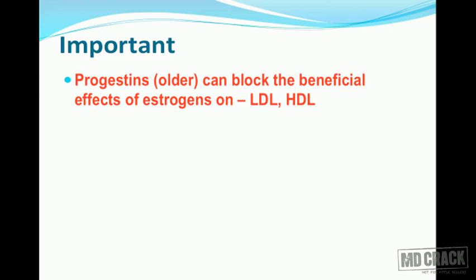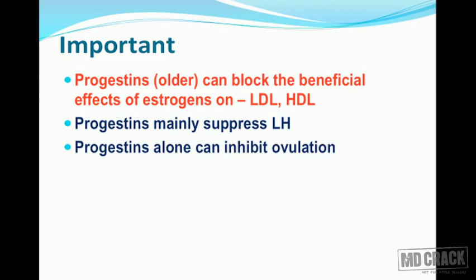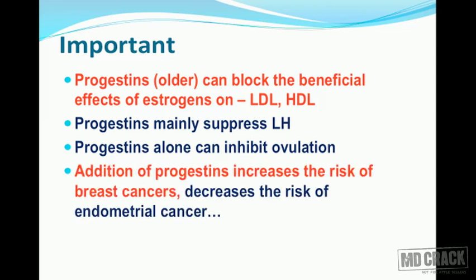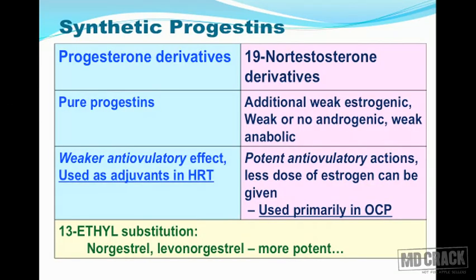It's important that the older progestin can block the beneficial effects of estrogen on LDL and HDL. Just now we saw it. Then the next important thing is progestins mainly suppress the luteinizing hormone, that's LH. So progestins alone are able to inhibit the ovulation. So sometimes you can use progestin alone as a contraceptive. Next, addition of progestin to the estrogen component increases the risk of breast carcinoma and decreases the risk of endometrial cancer. So I have written 4 very important facts on this particular slide and we discussed it.